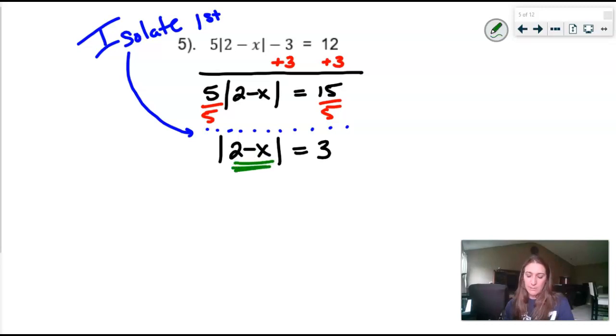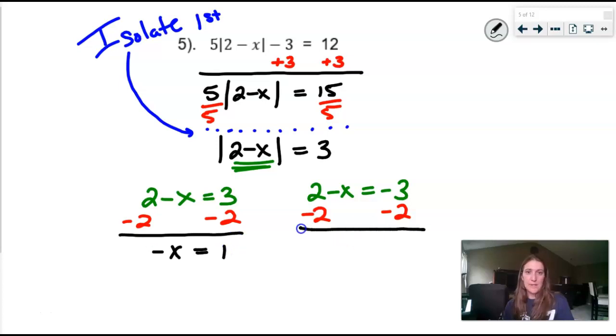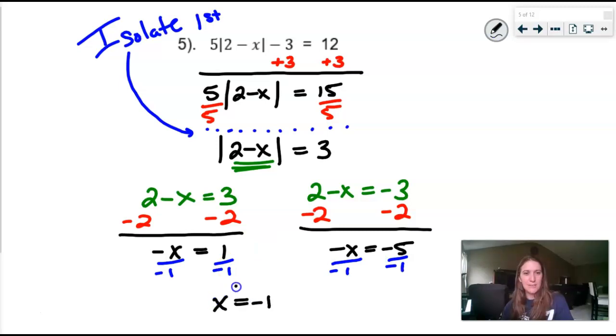So the stuff that's inside the absolute value bar is the 2 minus x. 2 minus x could equal 3, or 2 minus x could equal negative 3. And now we solve. So I'm going to subtract 2 from both sides, and I'm actually going to do that in both equations. It's kind of nice. Careful though, you still have a negative on the x, so negative x equals 1. And then right here you have a negative x equals negative 5. So one more step, we're dividing or multiplying both sides by negative 1, which reverses all of our signage. So we get our two solutions of x equals negative 1 and x equals positive 5.